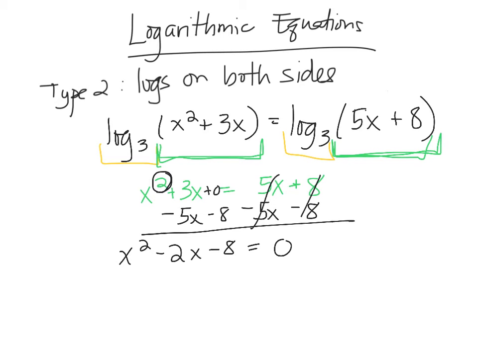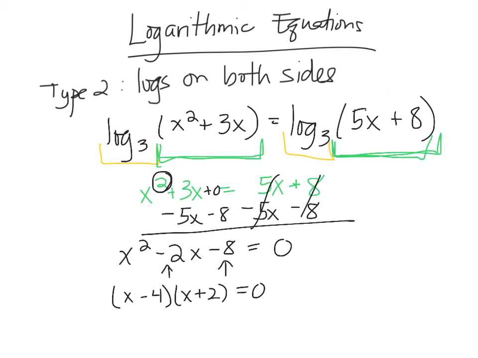All right, so now how do we solve this? We need to factor, which means we need to find two numbers that multiply to negative 8 and add to negative 2. Those two numbers turn out to be negative 4 and 2. Negative 4 times 2 is negative 8. Negative 4 plus 2 is negative 2.